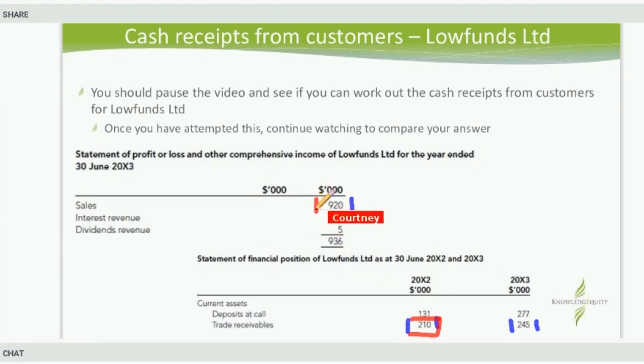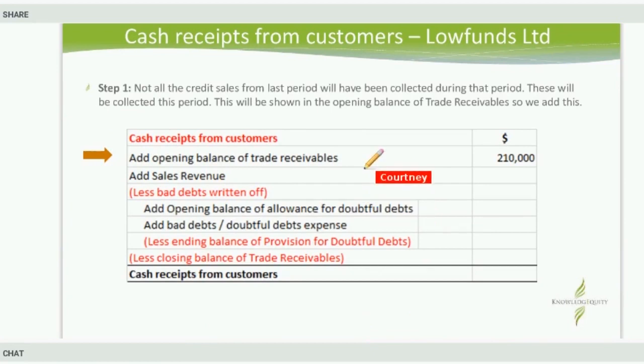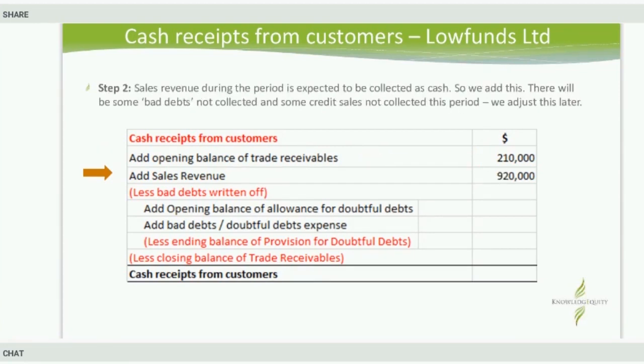I'm also going to add 920 because I sold that during the period. So 210 plus 920. But at the end of the period, 245,000 of this 920 was not yet collected because it's sitting in debtors. So I have to take that away. Let's see how that looks in a template. Opening balance of trade receivables. I am going to collect this. It's from the sales from last period. Add my sales revenue, 920.